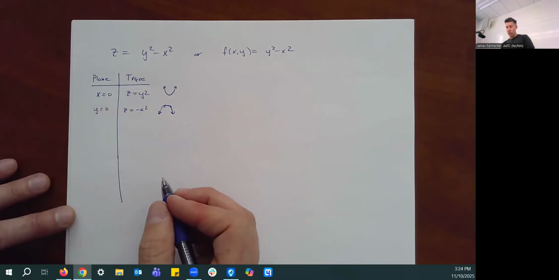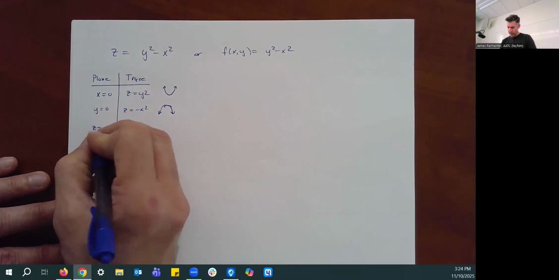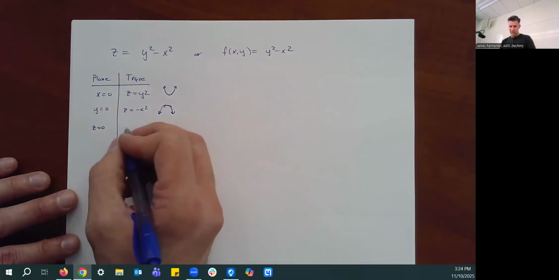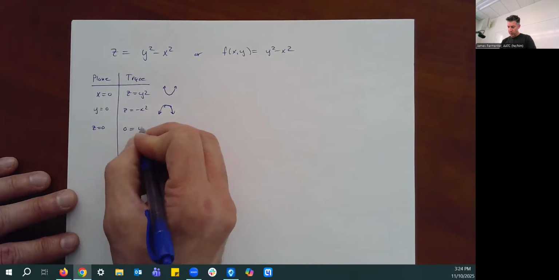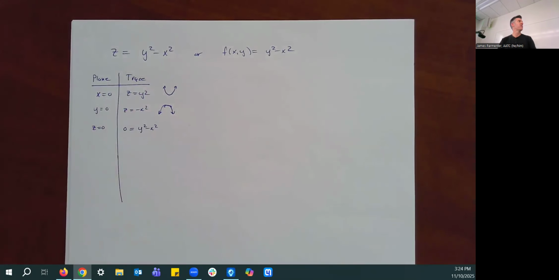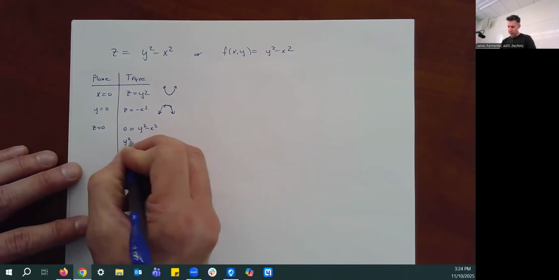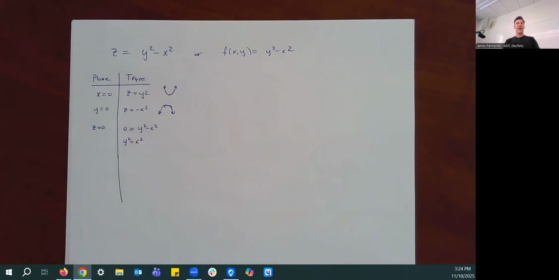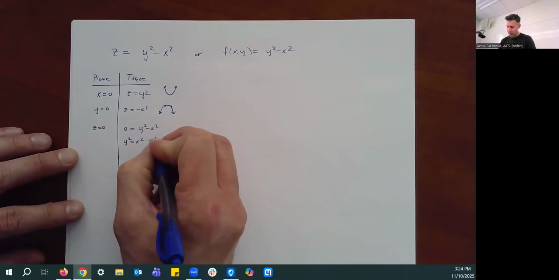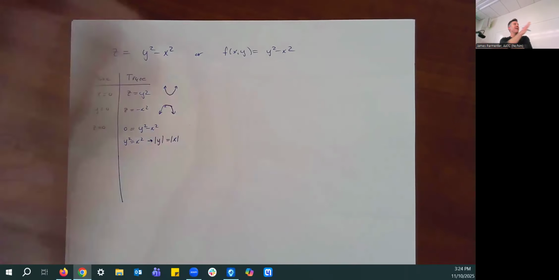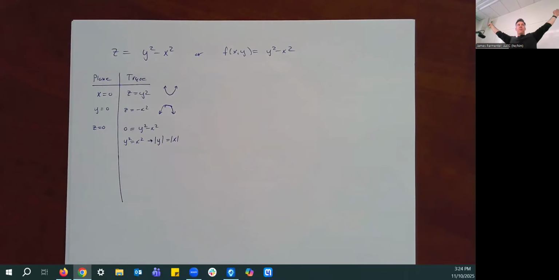And then, kind of annoyingly, in the xy plane where z is equal to 0, you're going to get 0 equal to y squared minus x squared. Which, if you solve for y, you get y squared equal to x squared. And you don't exactly get y equal to x, you get y equal to plus or minus x. Really, if you square both sides, you get the absolute value of y equal to the absolute value of x. So you get as your graph literally the upward and the downward opening absolute value functions.